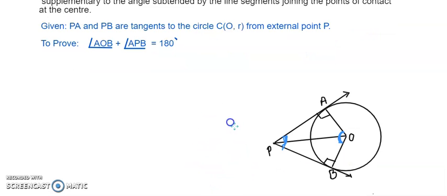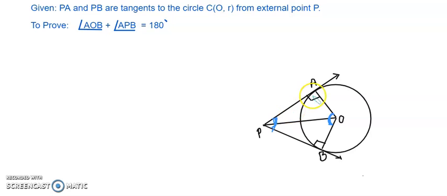Means we have already done this in theorem number 3, where we are saying that APO, that is the angle incline, the tangents incline equally to the line segment joining OP. That means this angle was equal to this, which we proved, and also we have proved this angle is equal to this. Now what we have to prove is AOB and APB are supplementary to each other. Means when you add up, it is 180.